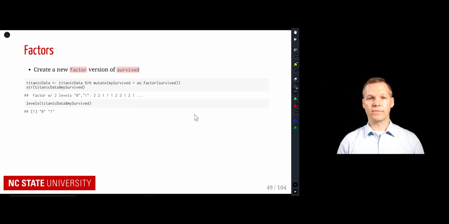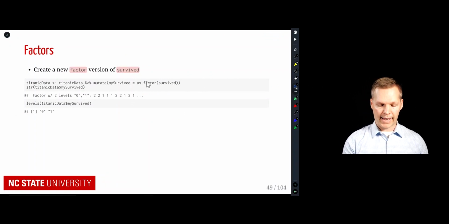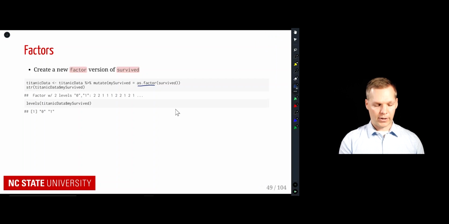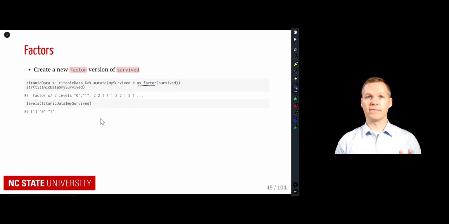We can create a factored version of survived by using the as.factor function. as.factor says just take this variable and coerce it to a factor. And if we look at the structure of this newly created variable, mySurvived, that we just made here, this is a factor with two levels, 0 and 1. The actual values that they're stored as are 1 and 2, but 1 is mapped to 0 and 2 is mapped to 1. And there's this function called levels that allows us to investigate the values that this factor variable can take on. And we see here that we can only take on 0 and 1.